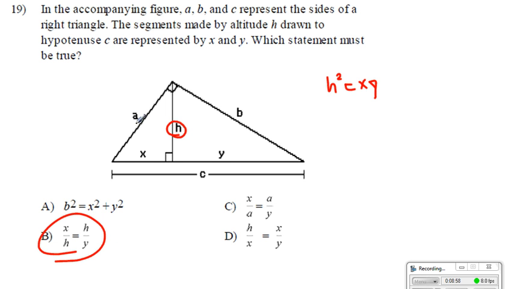Yes, in the case of a squared, as you can see here, a squared would be equal to, by the toothbrush method, the same side line segment times the entire thing, which is x times c, and we don't see that over here. So the only possibility is choice B.